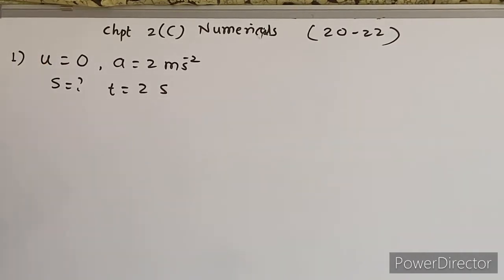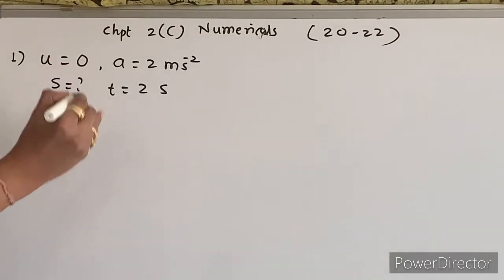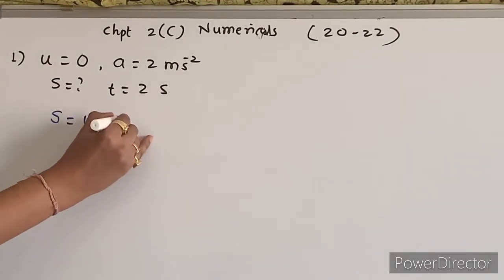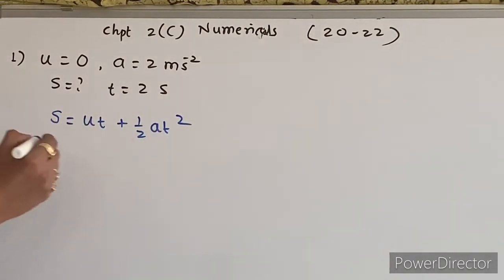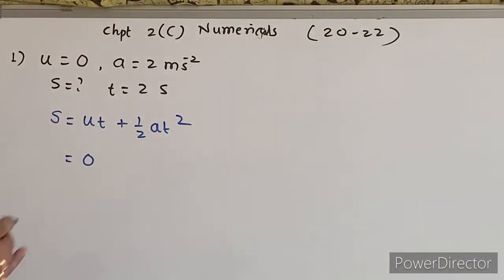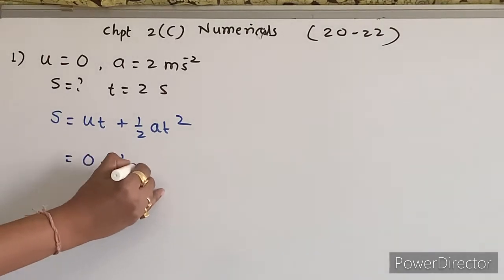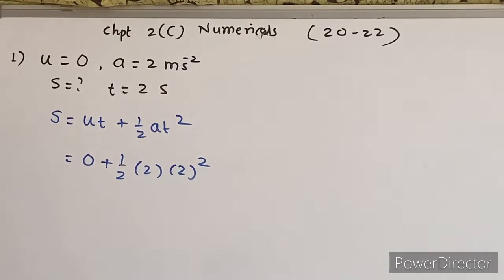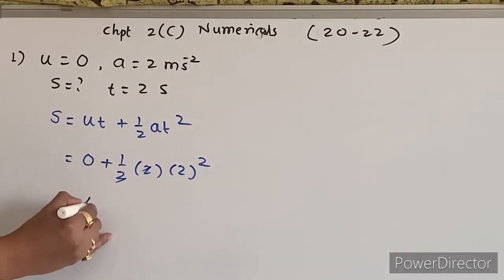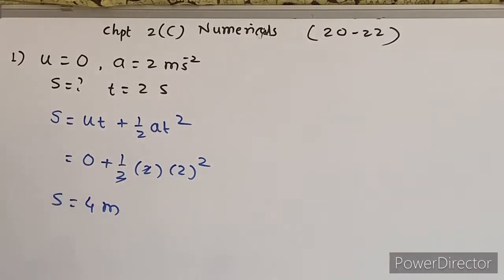So I can use the second kinematical equation, S is equal to ut plus half at square. Now this comes out to be u is 0 plus half, a value is 2, t is 2, the whole square. This 2 and 2 cancel, so this comes out to be 4 meter, the distance covered in 2 seconds. This is the first question.